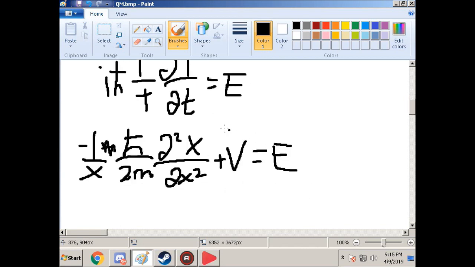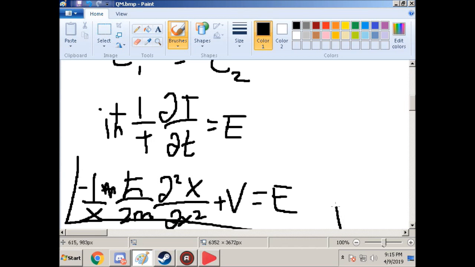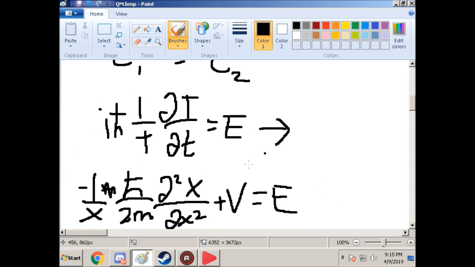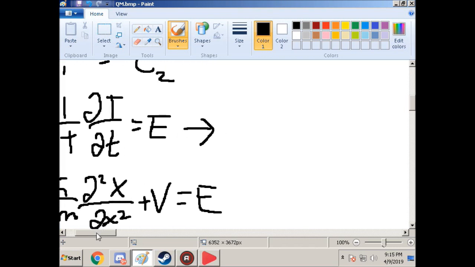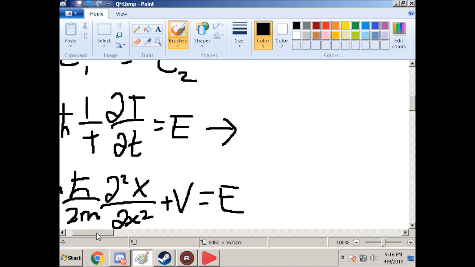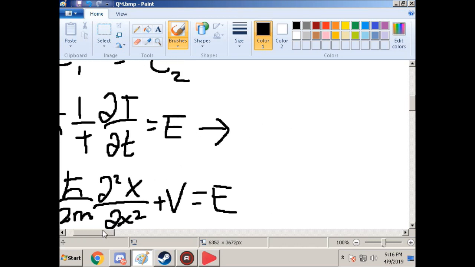Okay, so now, with our variables separated into two separate equations, we can solve each of them. So we can solve this first one. It's quite easy to solve the time-dependent Schrodinger equation. We can solve this one quite fast. So we're going to multiply both sides by the function T, and we get this.